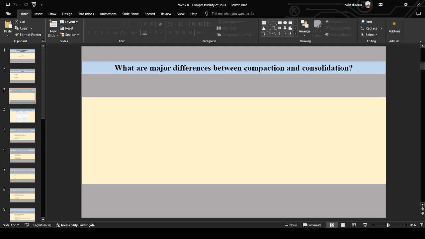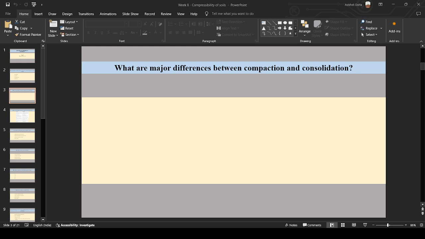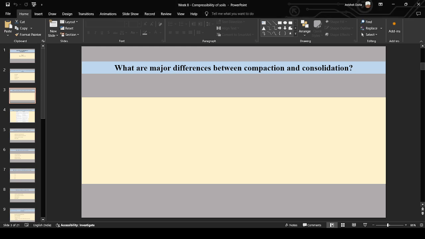In the next slide, I have the answer. So if you can just make two columns and write down the differences, and then drop one by one in the chat box the main gist, the main points of the differences. What are the major differences between compaction and consolidation?